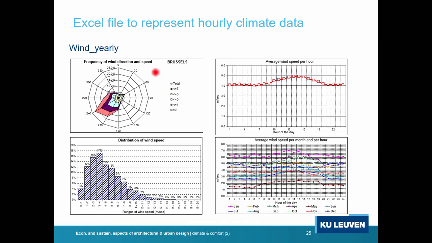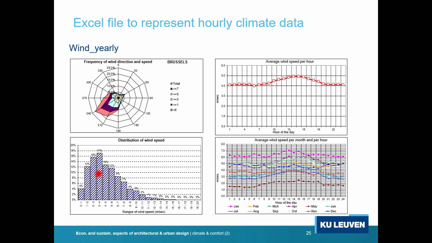The file also gives you this windrose for each month. Then you can see if there's a big variation, and you should take this into account. And here you can also see the distribution of the wind speed. Typically the wind speed is around 3 meters per second. That's the most frequent speed in this location.